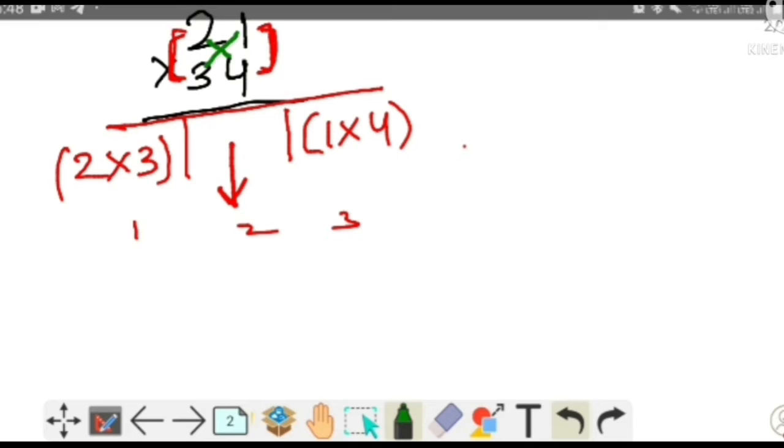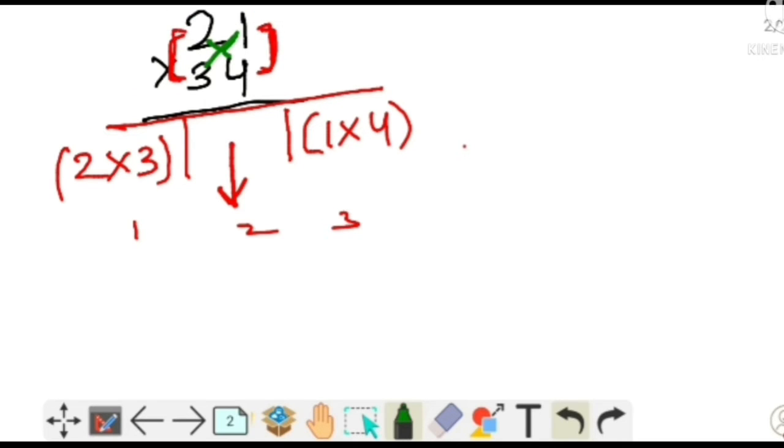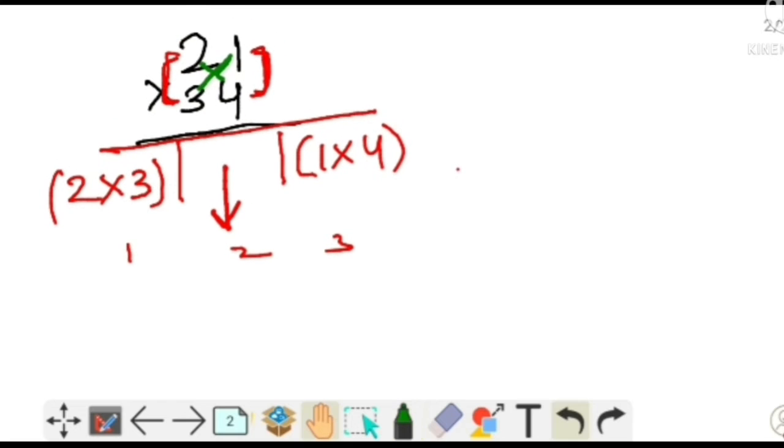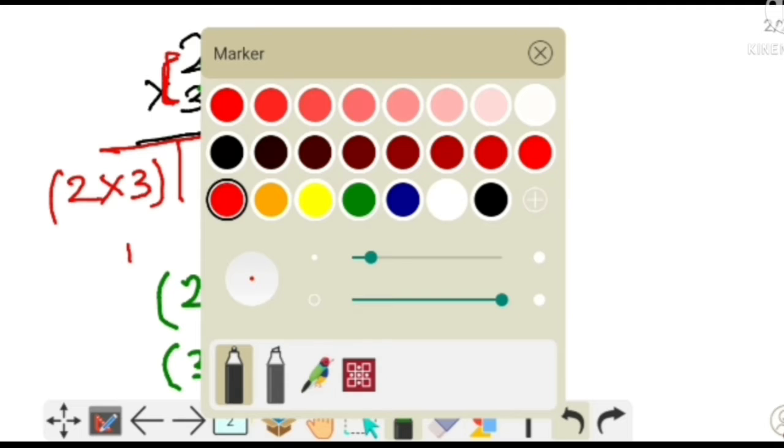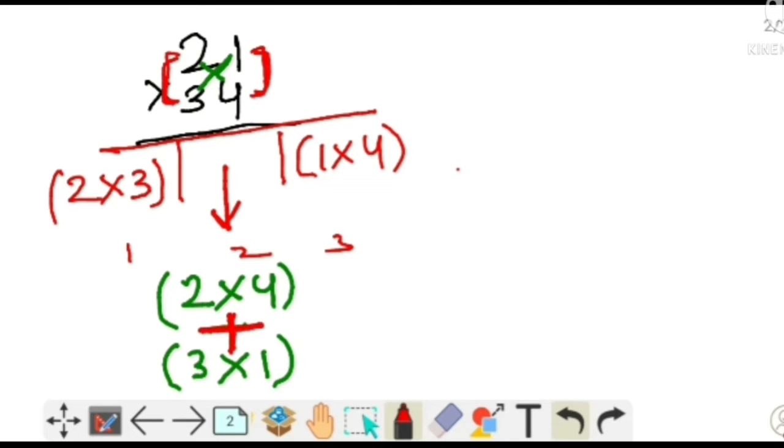Like 2 into 4 and 1 into 3. Simple multiplication and simple addition are taking place. So 2 into 4 and 3 into 1, and then you have to just add both the numbers after multiplying. Let's move on and see what we have to do. I'll make it clear for you.